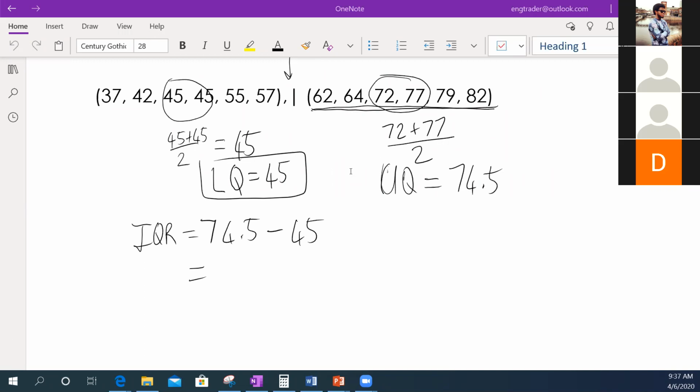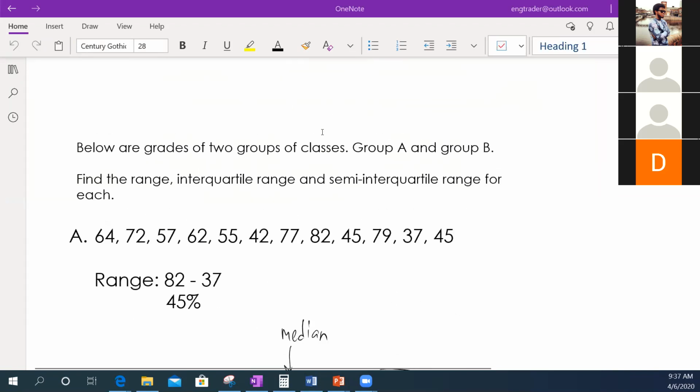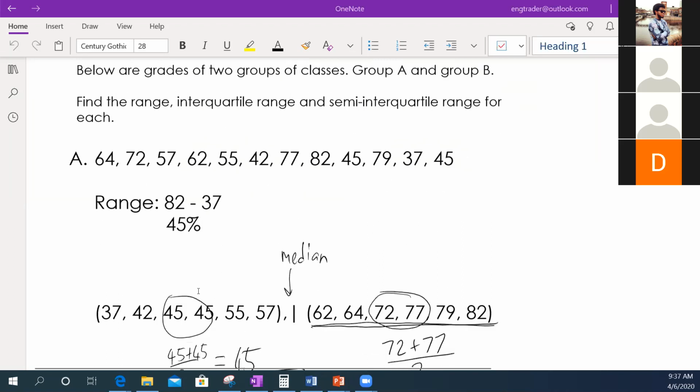Okay? So we got 29.5%. So what about the semi-interquartile range? Interquartile range divided by 2. Percentage? No, remember this one was grades. For this one, it was grades. Not all the time. It all depends on what it is.